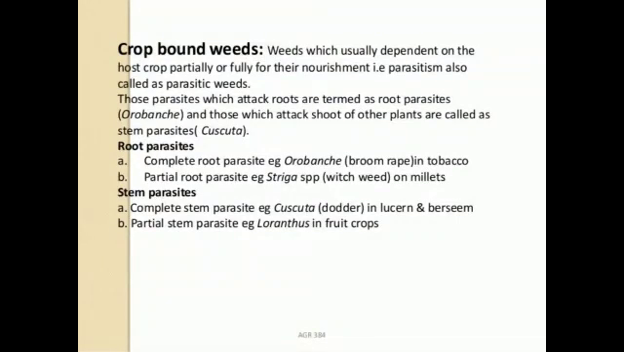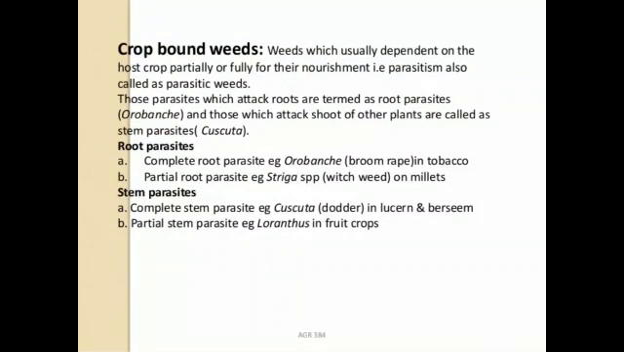So complete root parasites means, for example, Orobanche or broomrape, and their host plant is tobacco. Orobanche is a weed and it attacks the roots of tobacco. It is a complete root parasite. The partial root parasite is Striga, a weed or witchweed. It attacks all millets like sorghum and bajra on their roots.